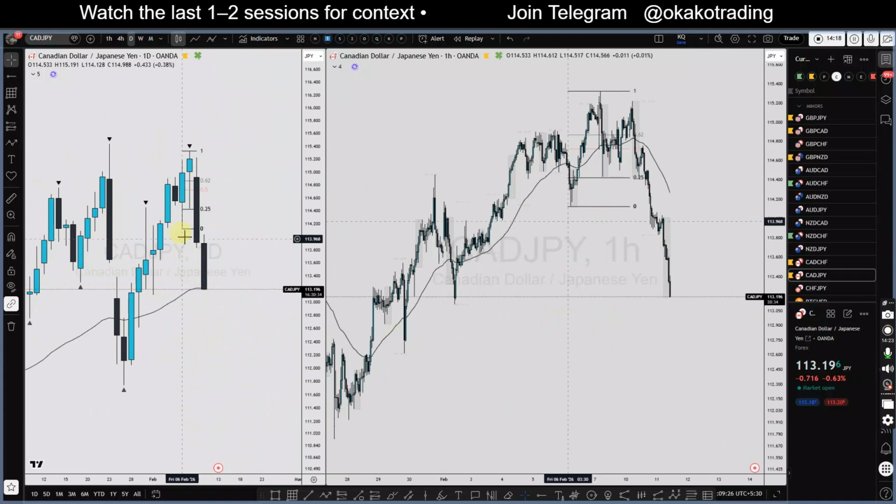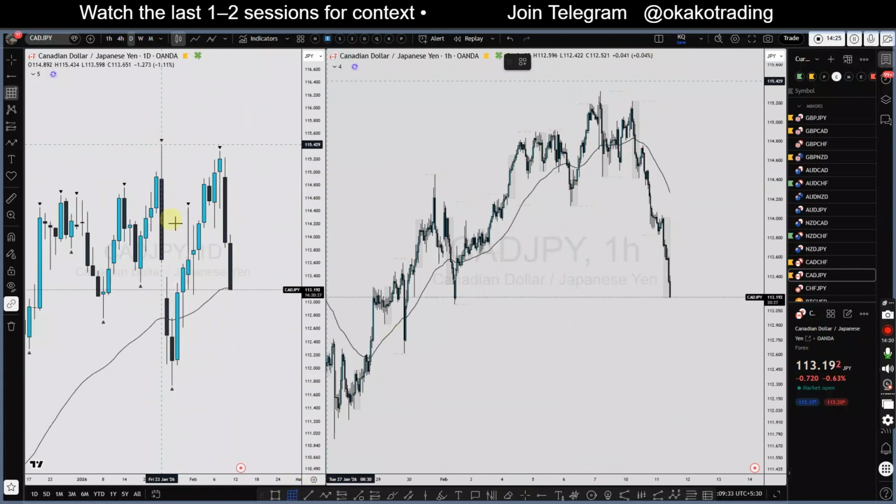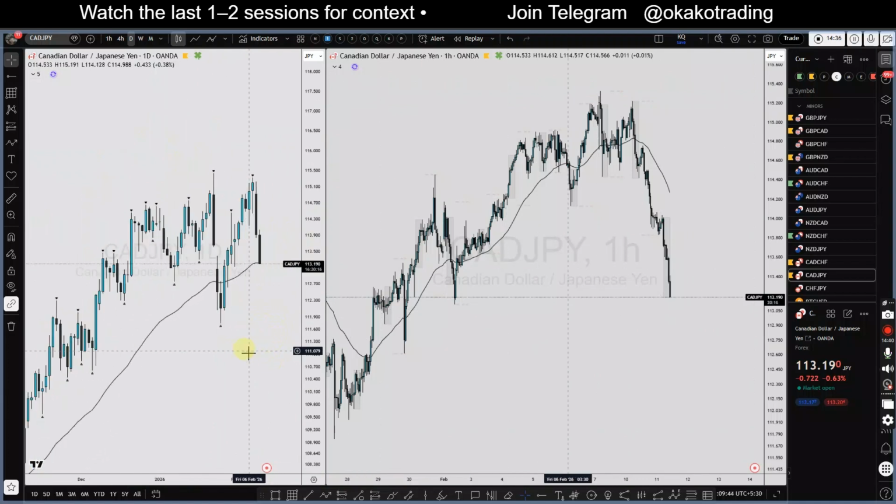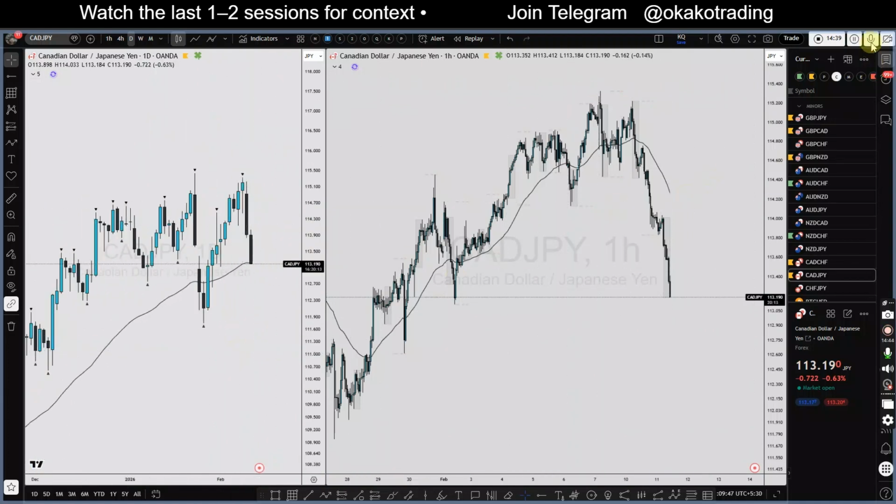Okay, CAD JPY, same story. The storyline is completely changed right now. Here, this is not the last breakout structure at all. It's a little bit confusing because price actually paid to create a new higher high, and right now we're strongly impulsing towards downside. I'm just gonna keep this in my watch list. Let's see how it unfolds.